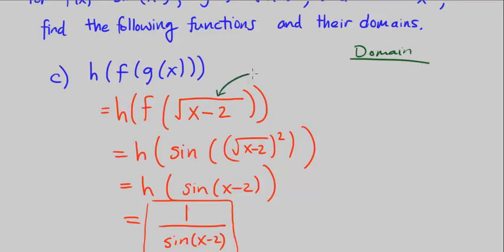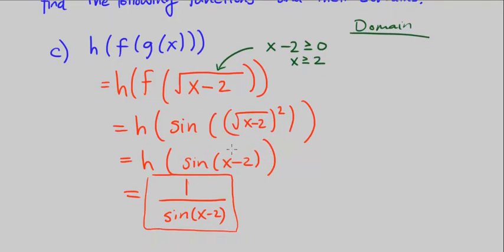So first of all, what's the restriction here? Well, since it's in the square root, x minus 2 has to be greater than or equal to 0. Add 2 to both sides, so that means x has to be greater than or equal to 2. Do we have a new restriction after we plug it into the function f? Well, we don't have any new restriction because sine of x minus 2 doesn't have any restriction. That's just the sine function shifted to the right 2 units.